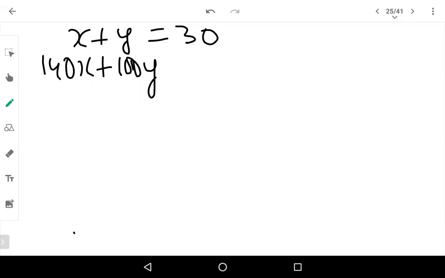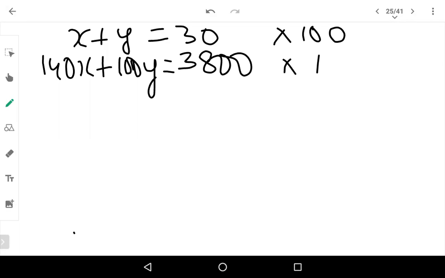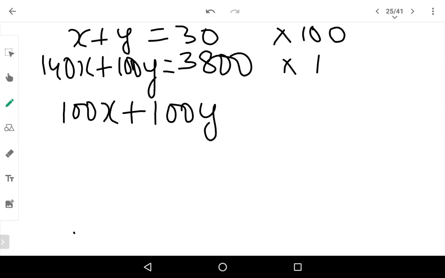You can either equate x or you can equate y. Anything is fine. So I am equating y here. So my equations are going to be 100x plus 100y, and you will get the value of x and y as same. Okay. Anusha also got the answer. Good, Anusha. Others solve and give me the answer.